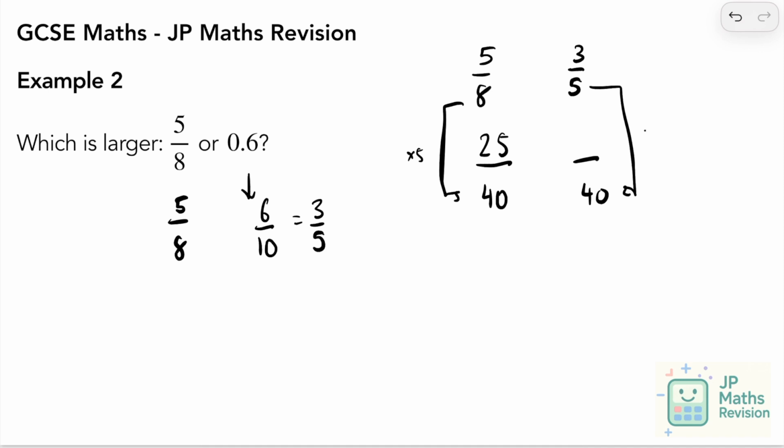And to get from 5 to 40, we times by 8. So I do the same thing to the numerator. So 3 times 8, that's 24. So now I've got 25/40 and 24/40. So I can see that the bigger one is 25/40. So that's going to be 5/8.